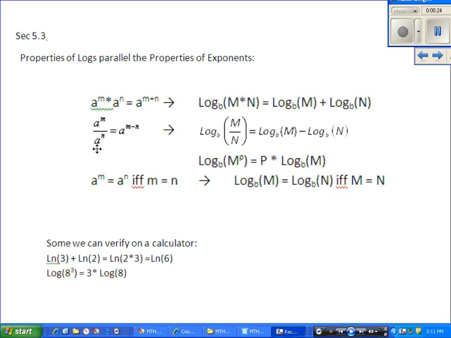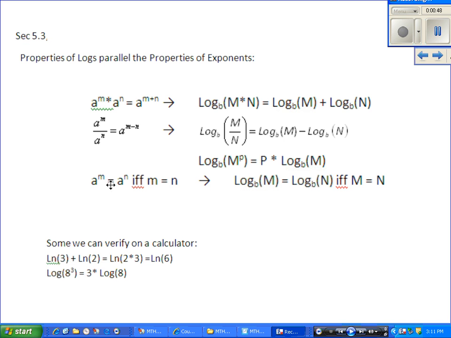With exponents, if we're dividing like bases, we can combine them using subtraction. If we're subtracting logs, we can combine them using division into a single log. This one's a little harder to argue out. Just trust me on it. If you have an exponent, we can pull the exponent out in front and it becomes a multiplication, a coefficient. And I think this one's fairly obvious.